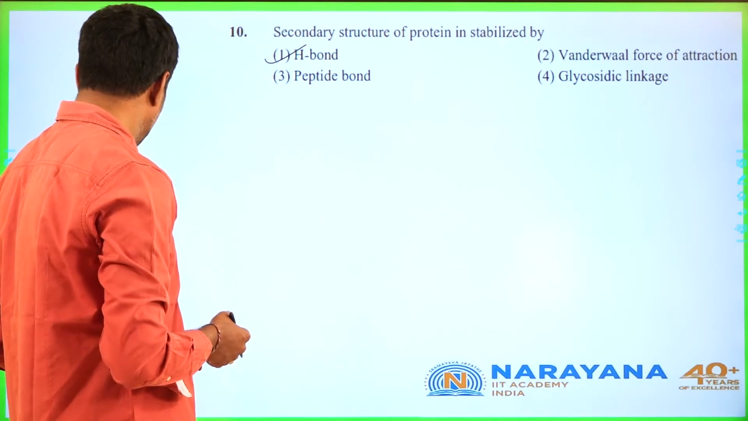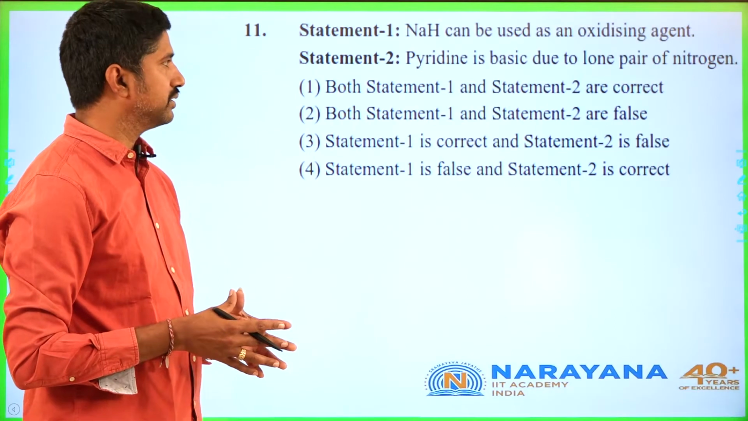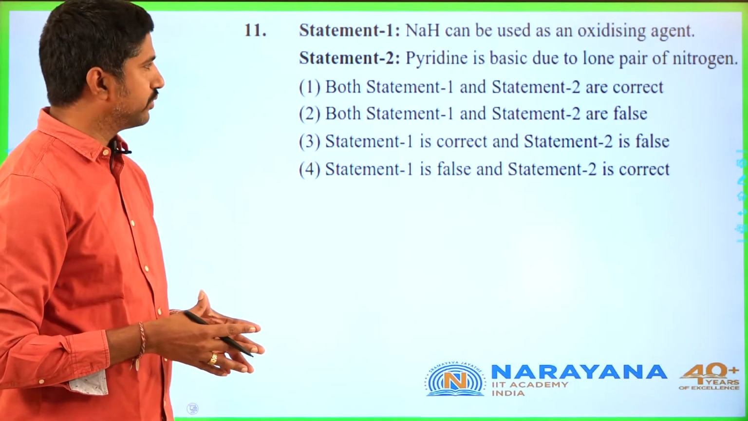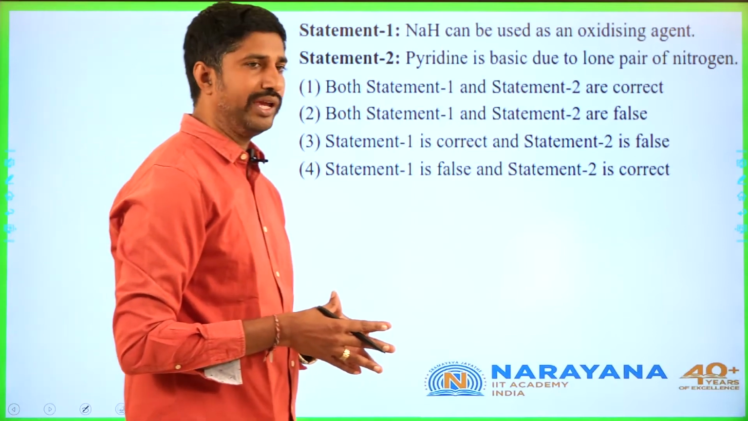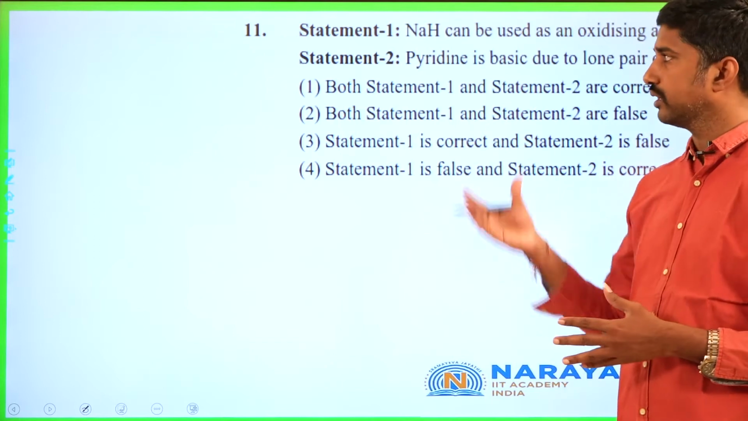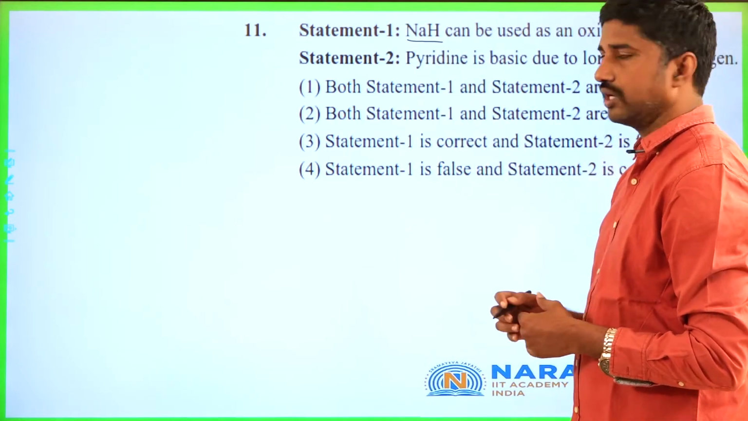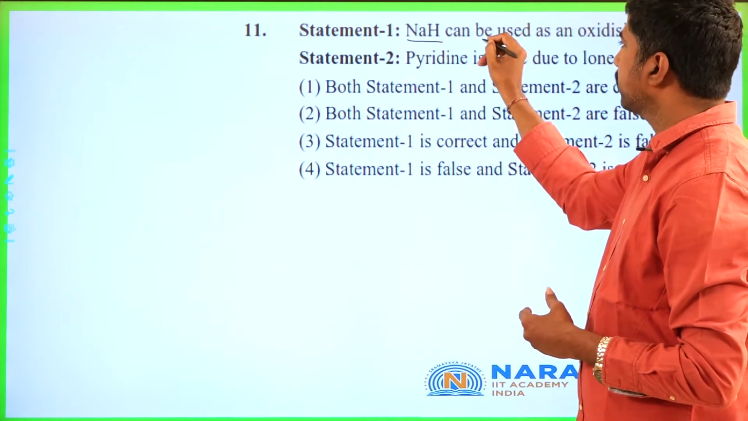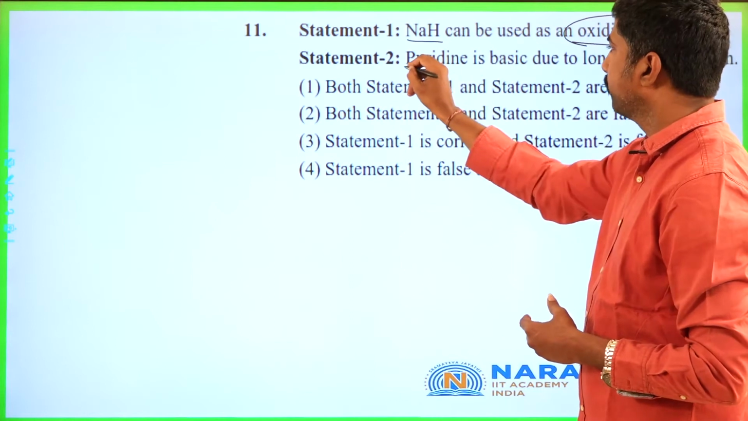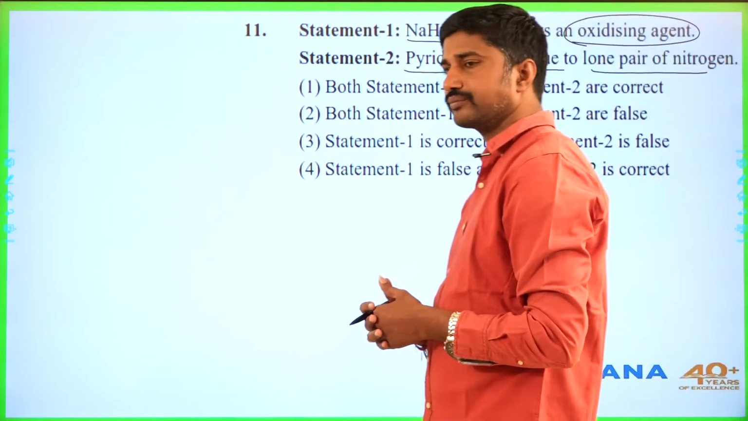And next question. So this is the question given. It's a statement based question. Two statements are given and we have to verify which statement is true and which is false, whether they are correct or not. So sodium hydride is the first compound, and sodium hydride can be used as an oxidizing agent, and pyridine is basic due to lone pair of nitrogen.